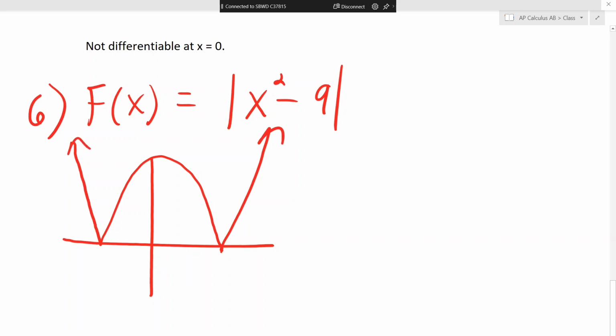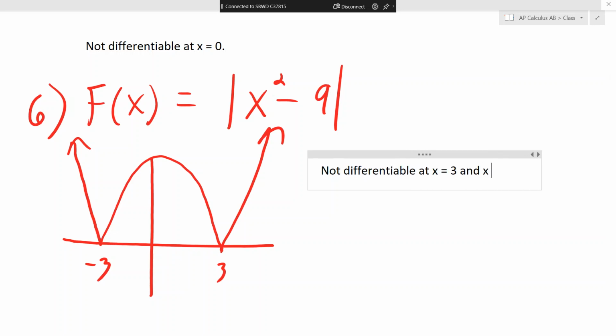This will not be differentiable at those corners, but you've got to know where those corners are. Where are those corners? 3 and negative 3. So, without doing any calculus whatsoever, we can say not differentiable at x equals 3 and x equals negative 3, because if we want to explain ourselves, there are corners. That's it.